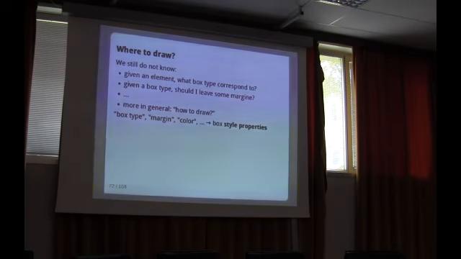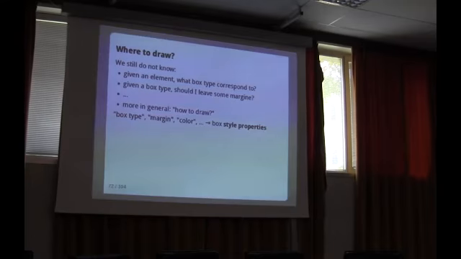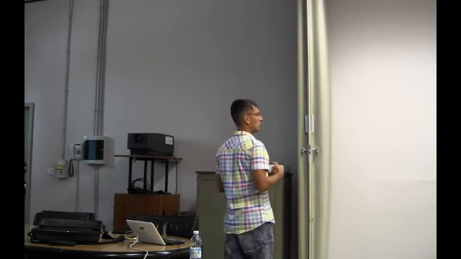Okay, but this is just a sketch of the procedure, and moreover we miss some important details. For example, I say that there are three kinds of boxes. Given an element or an element type, what box should I use for that element? Or given a box type, should I leave some margin? For example, I say one box below the other. Should I leave some margin while drawing the two boxes? More in general, these questions are about how to draw these boxes. The responses are known as style properties.